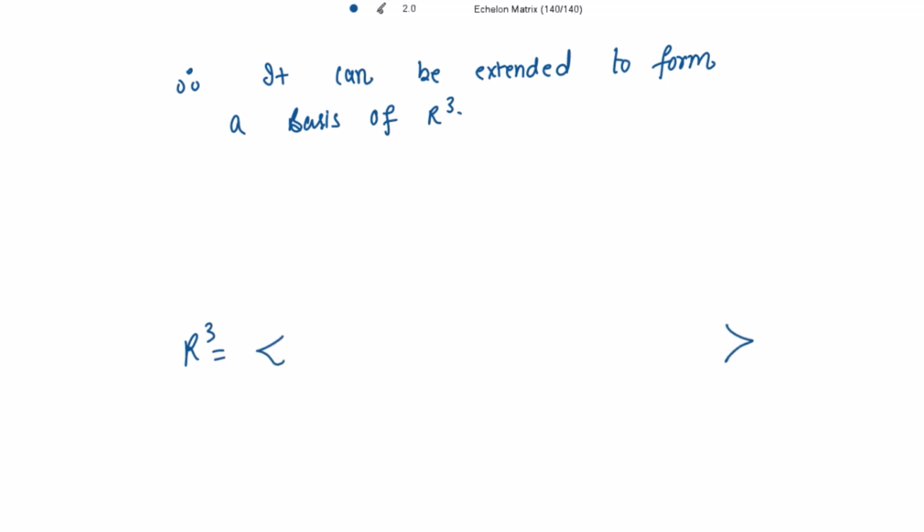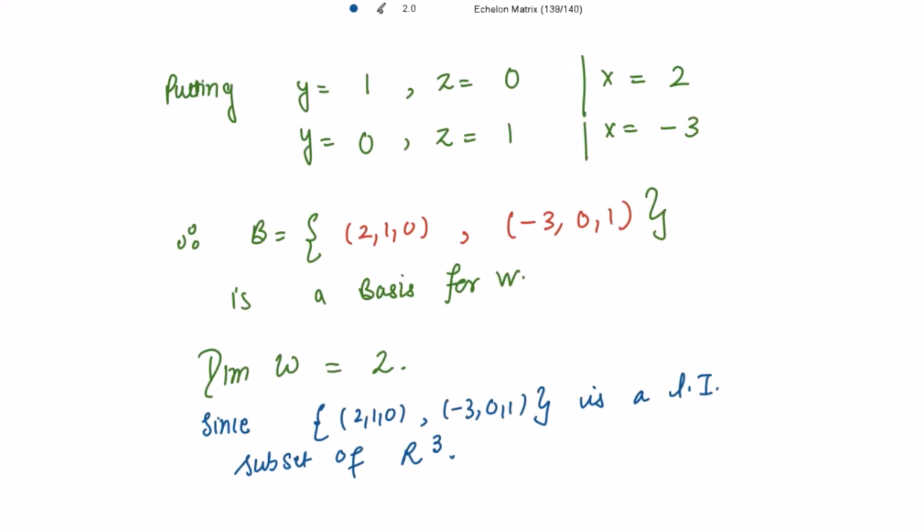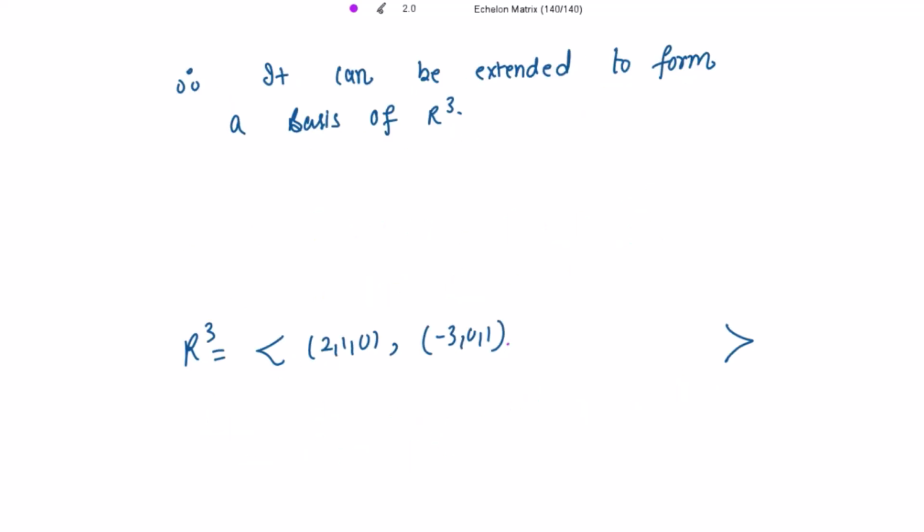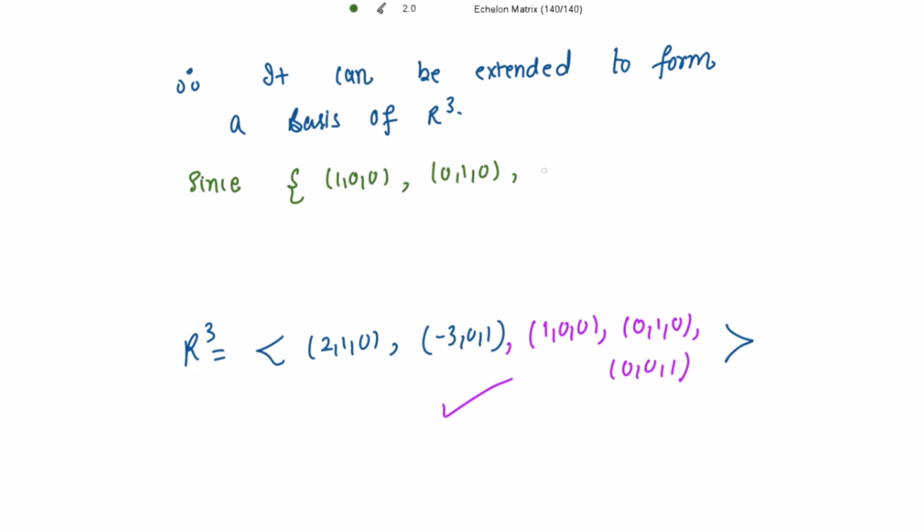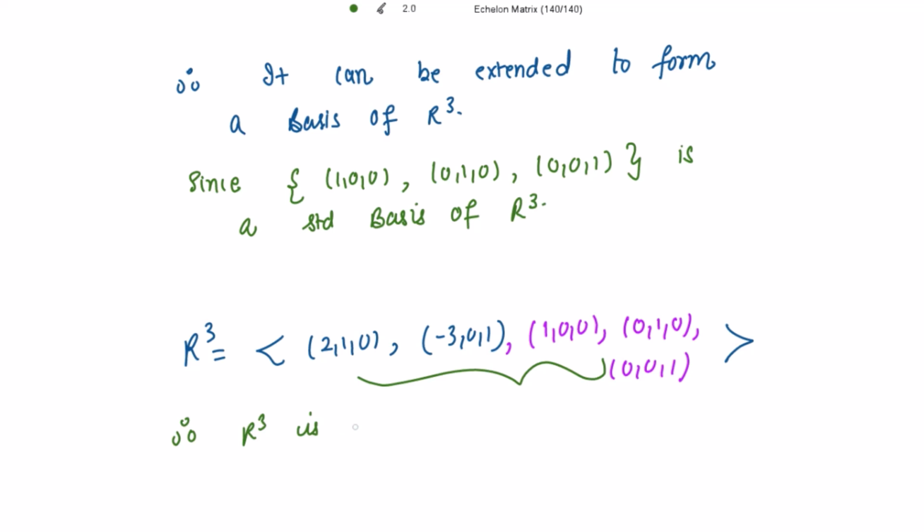Okay, now we write the generators of R3. The generators of R3 becomes these bases and the standard basis of R3, that is 1, 0, 0, 0, 1, 0 and 0, 0, 1. So the number of generators for R3 are 5, right? So these vectors generate R3. Since these are the standard basis of R3, therefore R3 is generated by all these vectors.